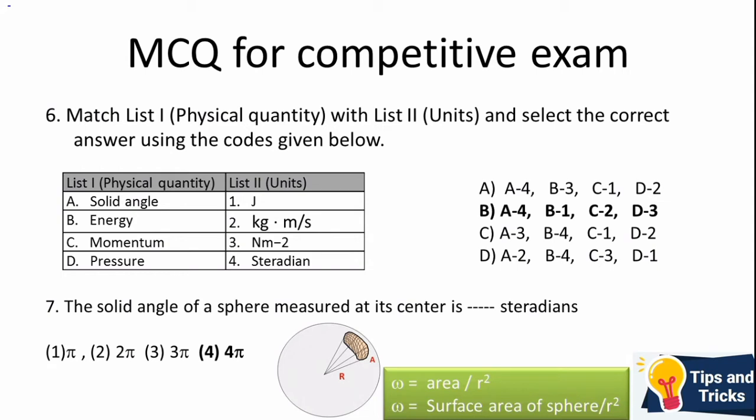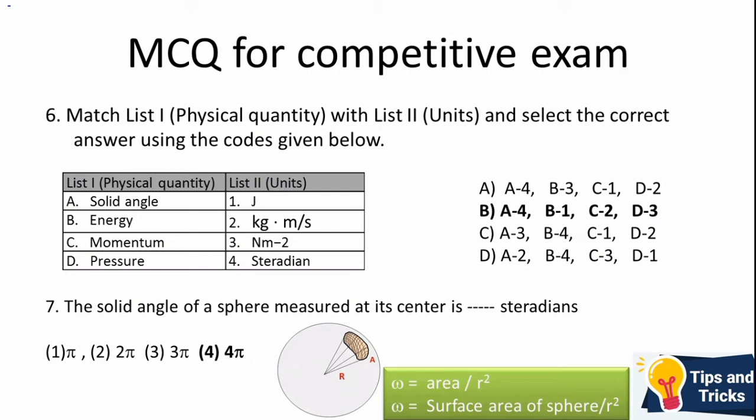So then the next question, the 7th one: the solid angle of a sphere measured at its center is dash steradians. So now let us understand how to solve this problem. We know that solid angle omega is defined by area by r square, where r is the radius. So for the whole sphere, if you want to calculate the solid angle, then the area is the total surface area of the sphere. So we know that the total surface area of a sphere is 4 pi r square.